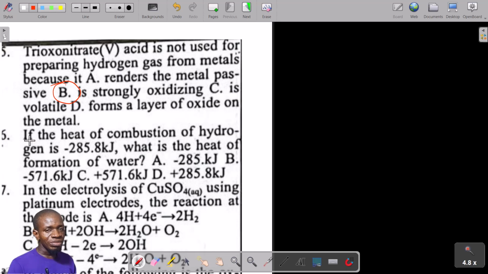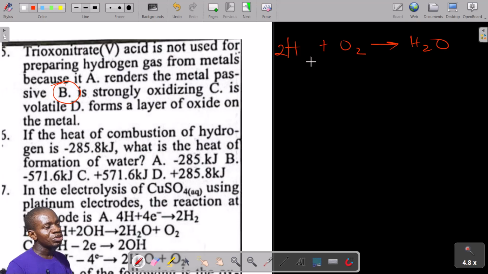Number 6 says, if the heat of combustion of hydrogen is this: heat of combustion of hydrogen means that we have hydrogen plus oxygen. When you have hydrogen plus oxygen, it will give you H2O. So when you balance this way, we have this. But when you talk about heat of combustion, it is going to be under 1 mole of that substance, because whenever you talk about heat of combustion or heat of formation, it's not going to be 2 moles of it. So 1 mole of this is going to be half mole of this. Half mole of this will give you that.